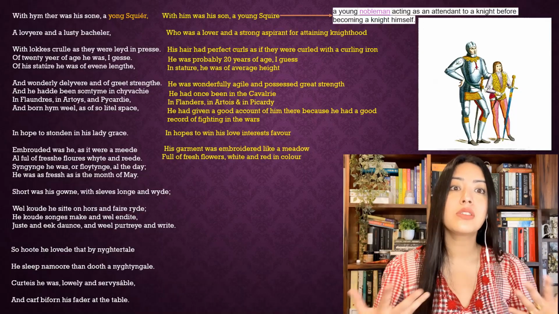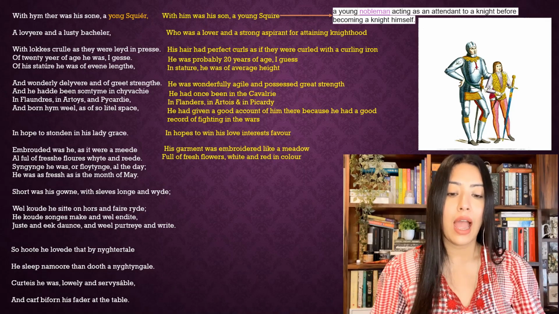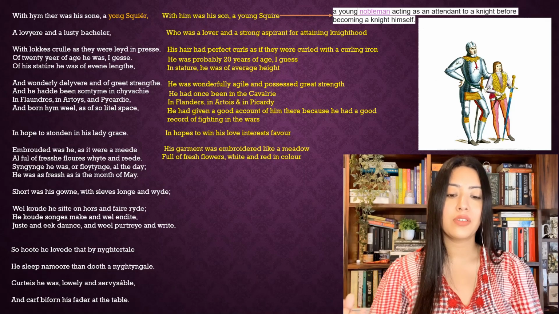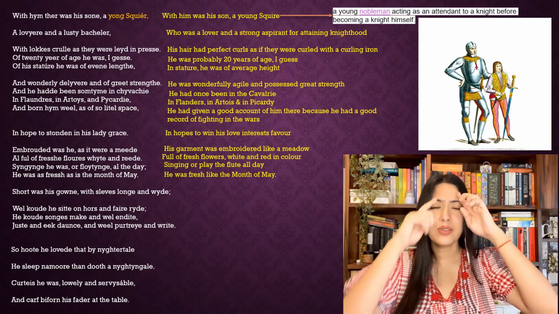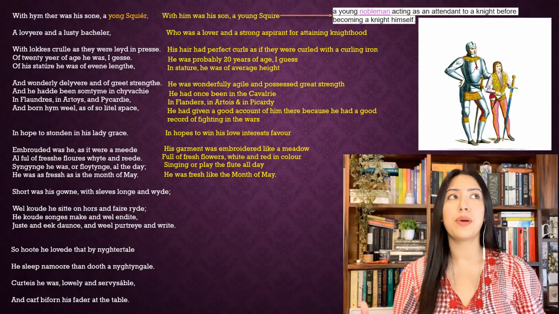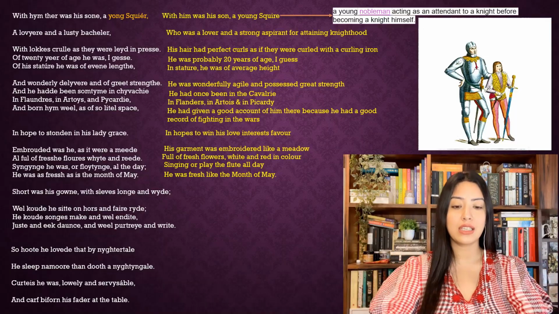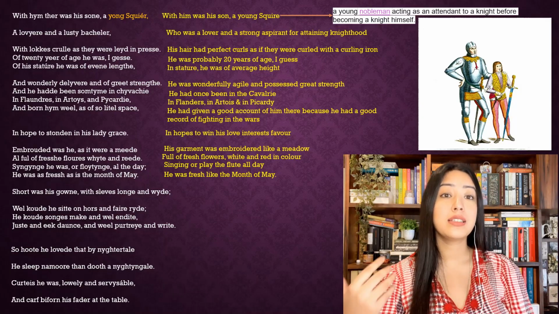So he's wearing such clothes which during those times were very, very expensive, and it was full of fresh flowers, white and red in color, singing or playing the flute all day. He was fresh like the month of May. Now see, when we talked about the knight, we only talked about his expeditions, we only talked about his humility. You see the contrast here. We are talking about how he played the flute all day, how he would sing all day.